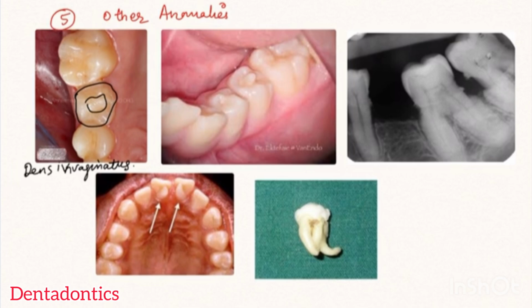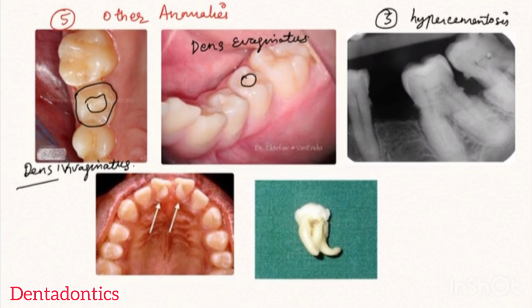The second is the dens evaginatus. Here there is a formation of a small cusp over the tooth and there will be evagination of the tooth tissue. Then third is the hypercementosis, where there is non-neoplastic deposition of cementum on the root, and it is most commonly in mandibular molars. And the clinical implication is these teeth are very difficult to extract because of the bulky root.